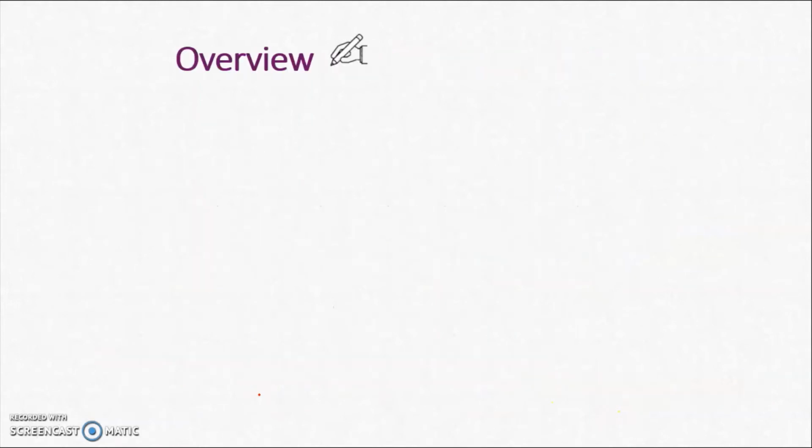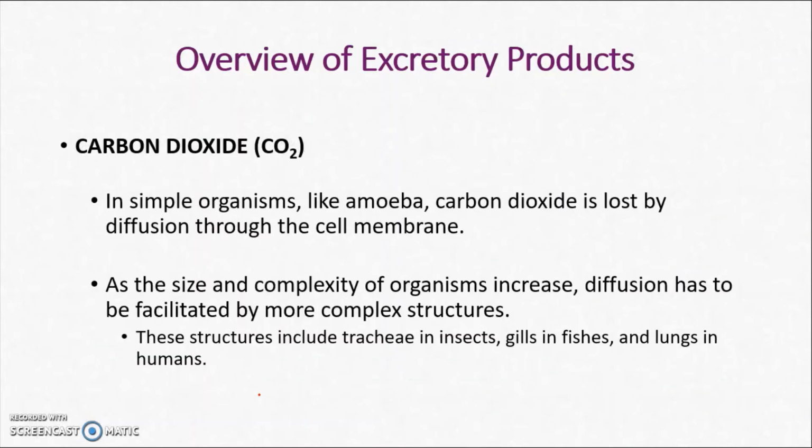Now, in small singular organisms like the amoeba, carbon dioxide is lost by diffusion through the cell membrane, because the amoeba has only one cell in which all the metabolic processes occur. As the complexity and the size of organisms increase, diffusion has to be facilitated by more complex structures, including the tracheae in insects, the gills of fishes, and the lungs of humans. So keep that in mind.